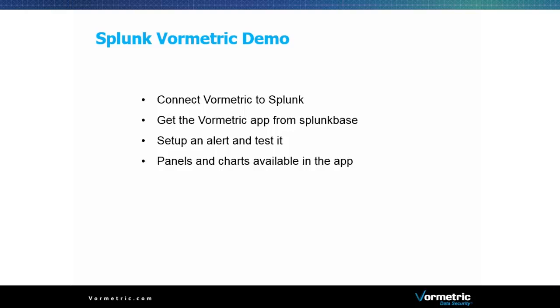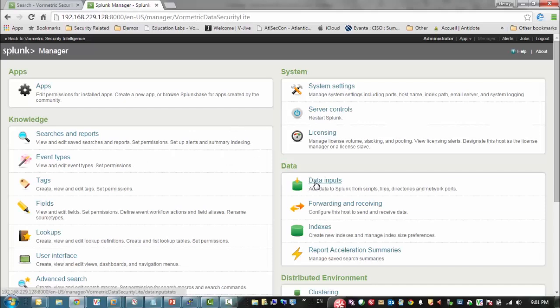In this video, we're going to show you how to connect Vormetric to Splunk so that Splunk may receive some of the log and audit activity that is happening in Vormetric. Then we'll take a look at how we can get the Vormetric app downloaded from Splunkbase and installed into Splunk. Then we'll use the Vormetric application to set up an alert inside of Splunk, and we'll test that out. And finally, we'll take a look in detail at some of the panels and charts available in the Vormetric application for Splunk. So now let's go and look at the data inputs that Splunk is set up to accept.